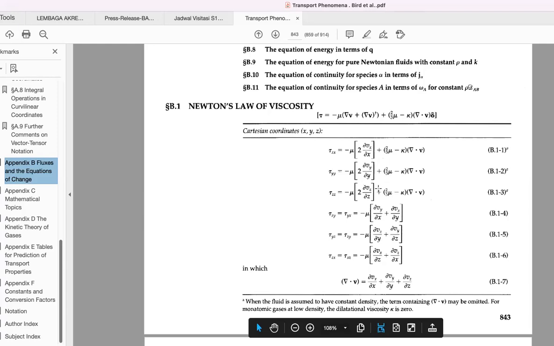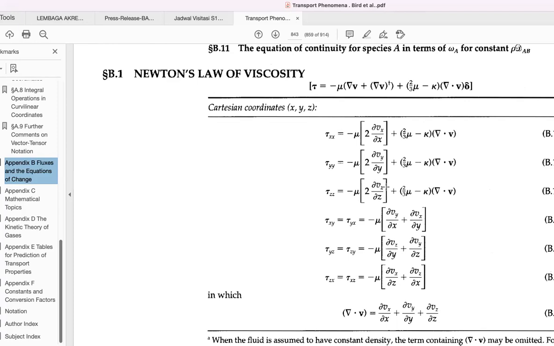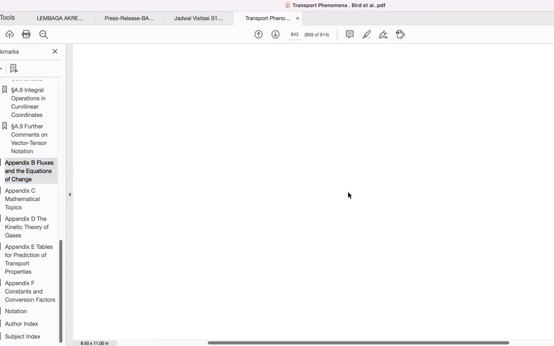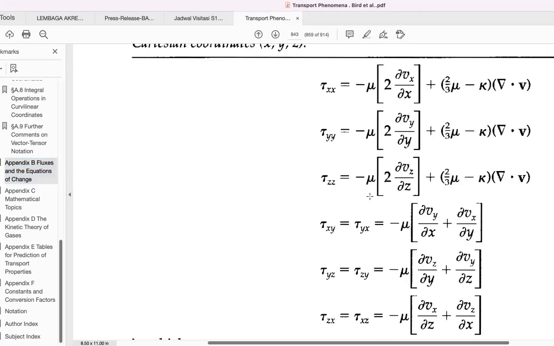But then we understand that tau ZZ is equal to minus mu dou VZ over dz. Yeah, this one. Okay, can you write it down? So this is tau ZZ. So in our case, do we have tau ZZ? Do we have a difference of z with respect to z? Yes or no? So this is the z, yeah?